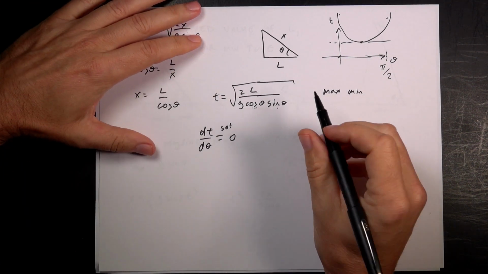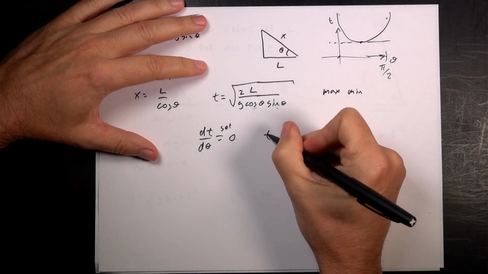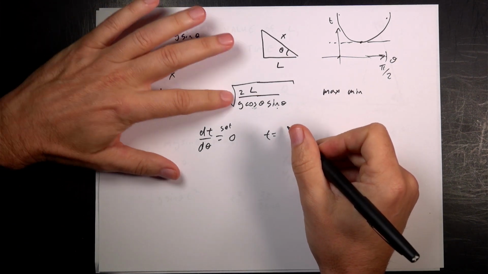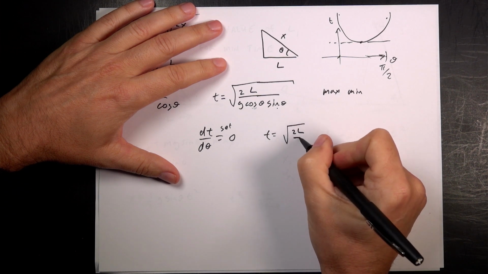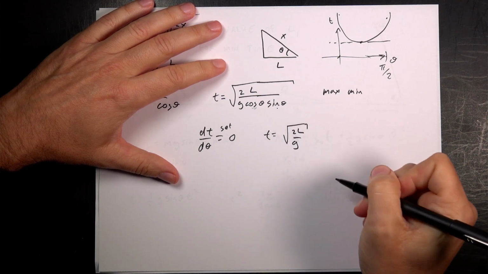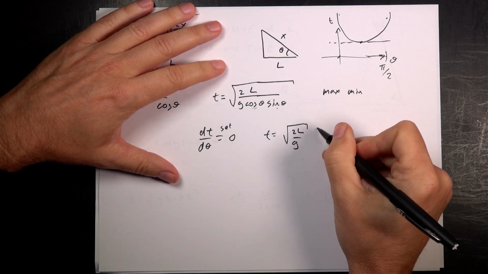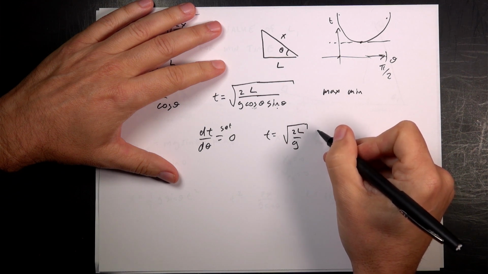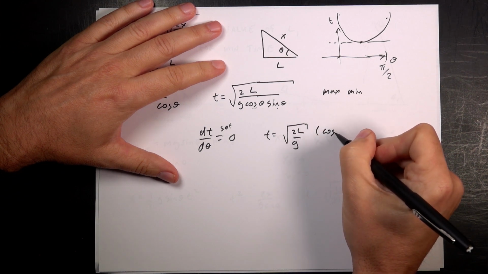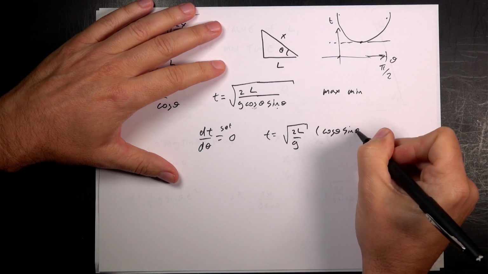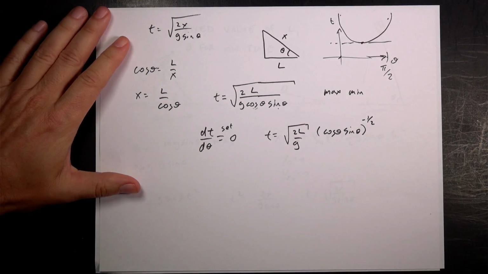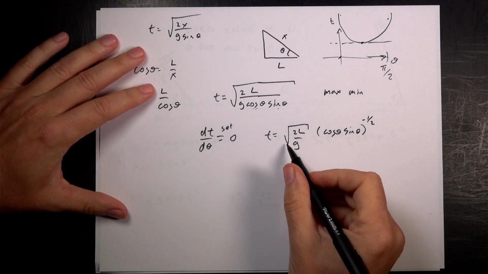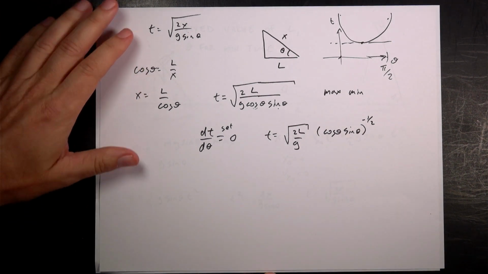Shouldn't be too bad. Okay, so I'm going to rewrite this as t equals, I'm going to pull all this stuff out front, square root of 2L over G, because I don't care about that. This is a constant. Times, let's write this as cosine theta sine theta to the negative 1/2. I like working with it that way better. And I'm going to call this K, okay, because I don't really care about it.